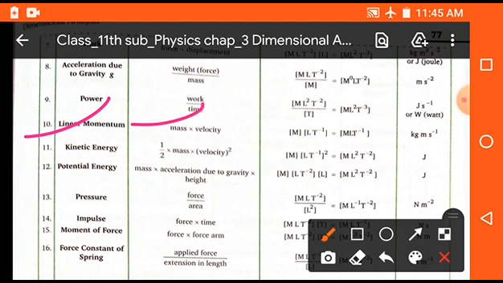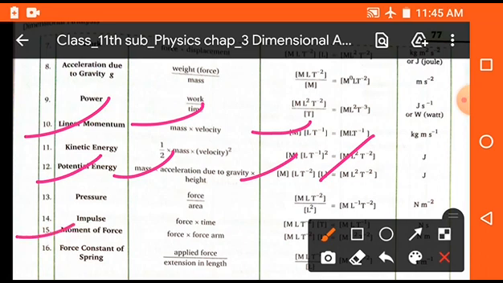Linear momentum. Linear momentum is mass into velocity. So we can write here M L T minus 1. Now potential energy. Potential energy is mass into acceleration due to gravity into h. That means U is equal to mgh, and mass means M, acceleration means L T minus 2, and height means L. That means M L2 T minus 2.